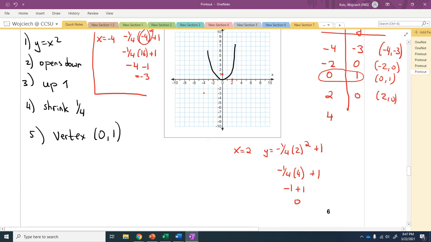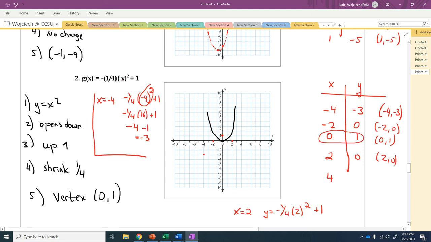And the last one, if you pick 4 for x, quickly, 4 squared is 16. -1/4 of 16 is -4. And -4 plus 1 is -3. So 4, -3 is here. And now if you connect this, you will get a graph that looks like this. You could see it opens down. But you can also see that it's a little bit wider. Okay, so the graph becomes wider, which is also called a vertical shrink.